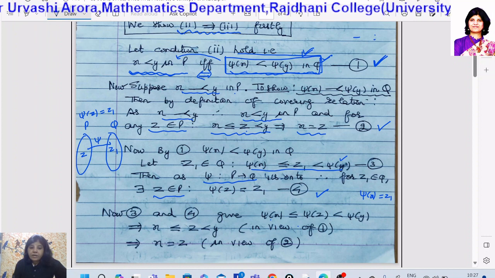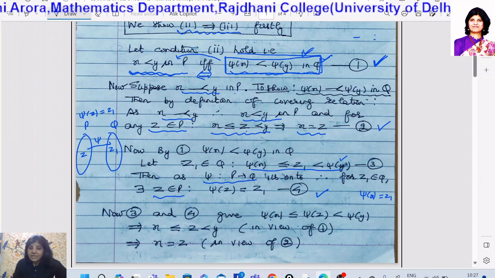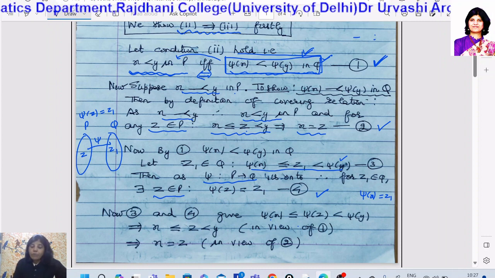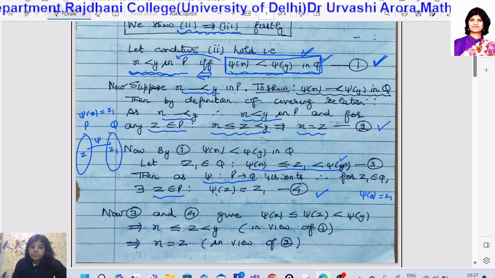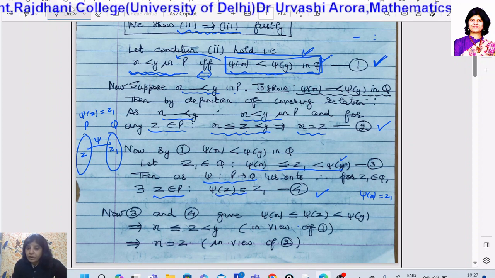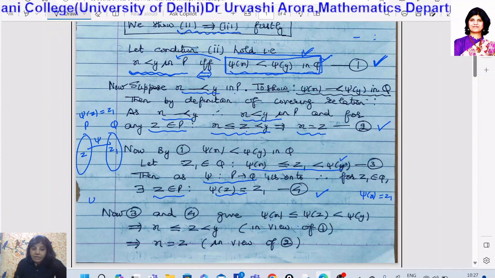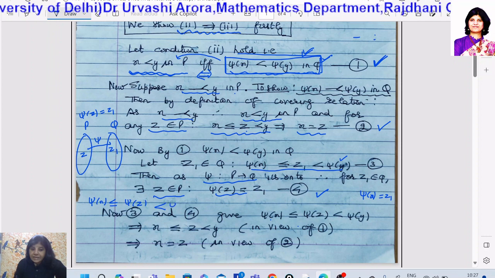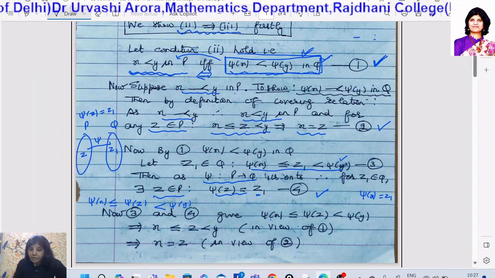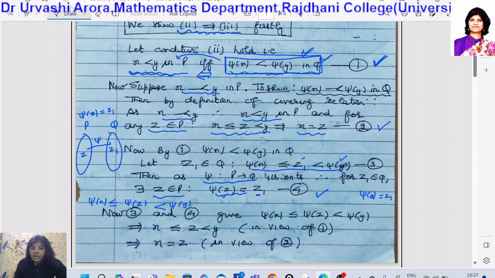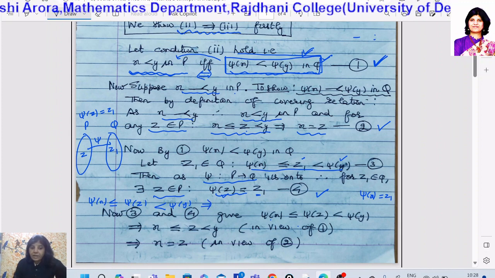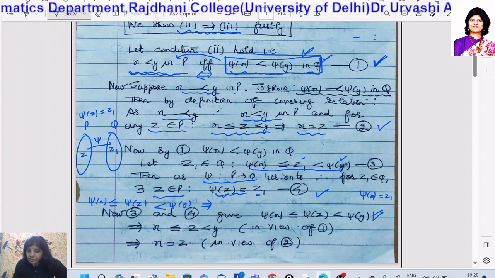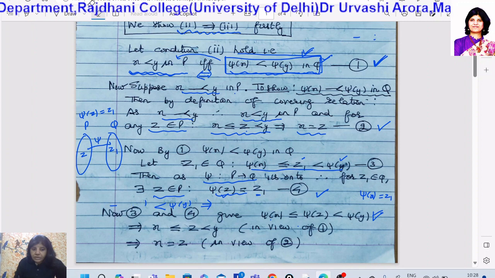Now taking together 3 and 4: 3 says that psi x is less than or equal to z1 is less than psi y, and 4 says that the value of z1 is psi z. So putting the value of z1 in 3, we have that psi x is less than or equal to psi z is less than psi y. Just putting the value of z1 as psi z, and this would imply this, which I have written.